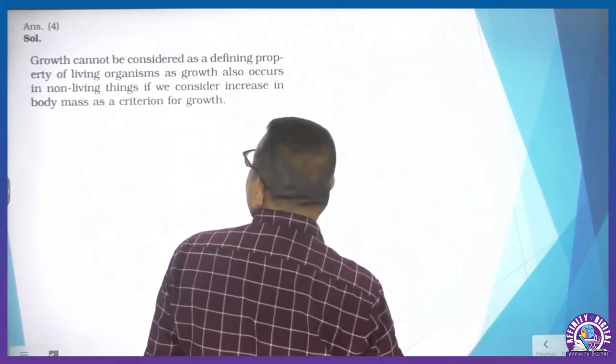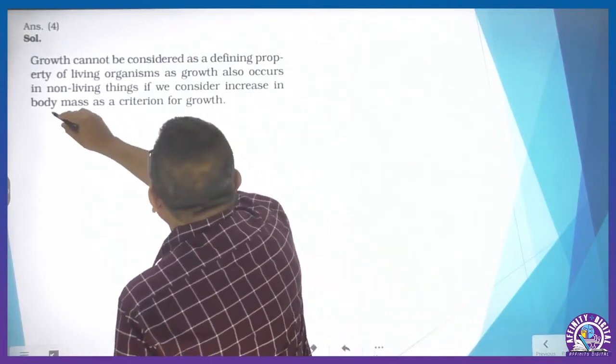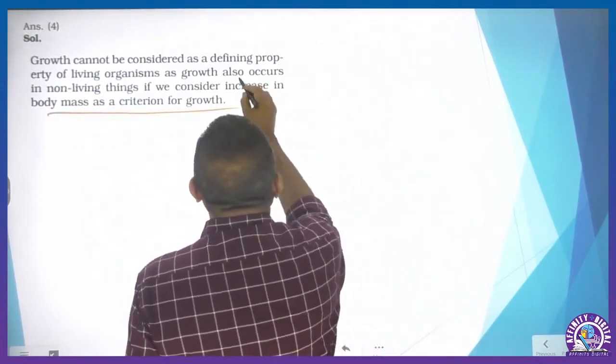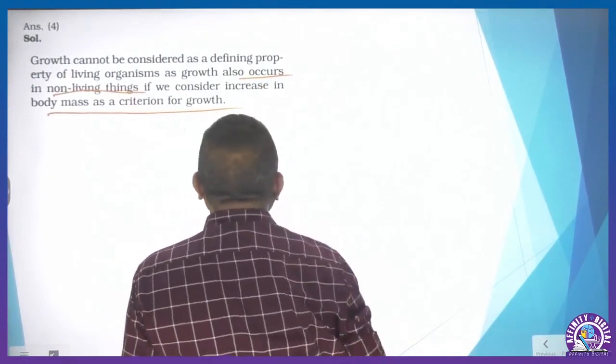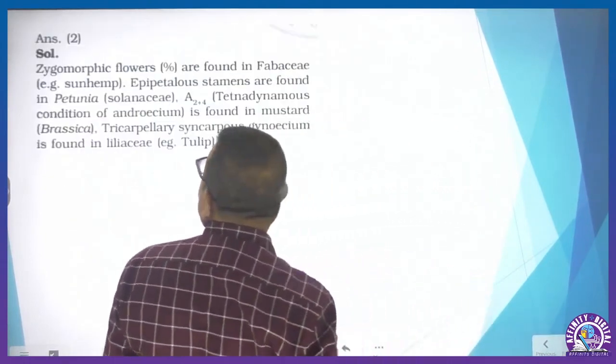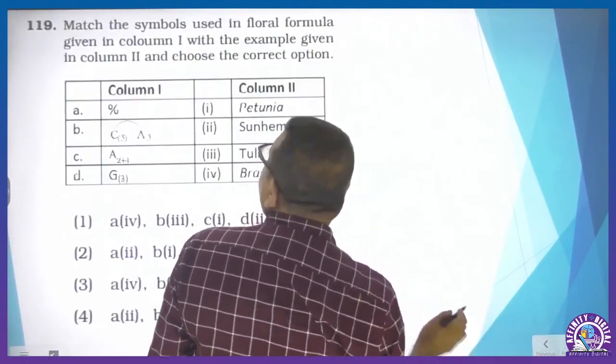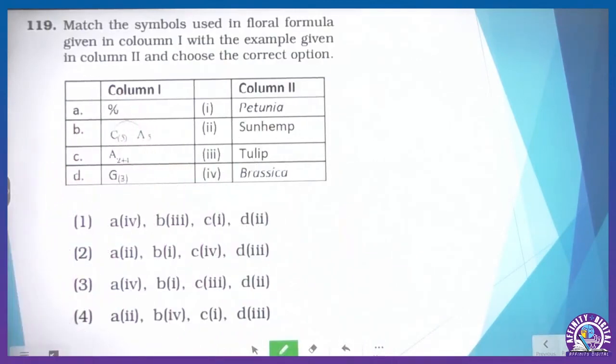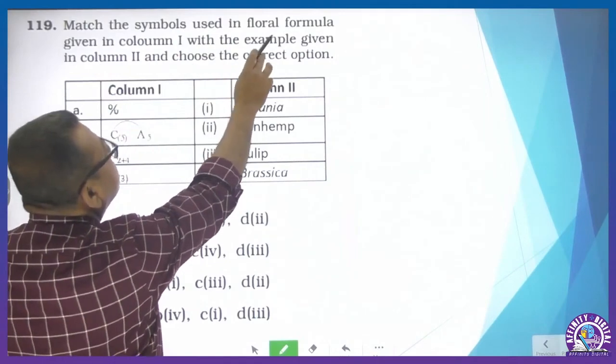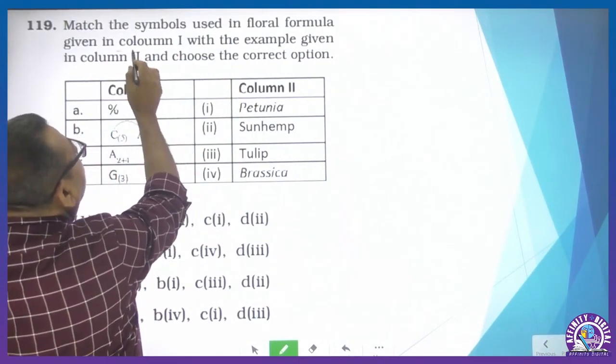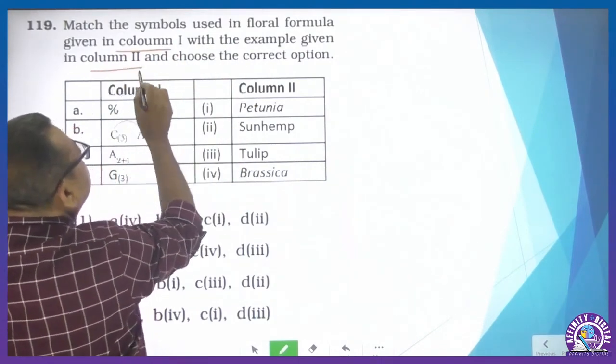Option number 4. ठीक है, यहाँ पे दिया if you consider body mass as criterion of growth also occurs in non-living things. Next question number 119. It is a bit long type of question on morphology chapter. So match the symbols used in floral formula in column 1 with the example given in column 2.